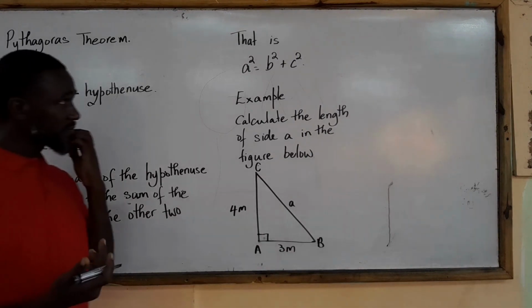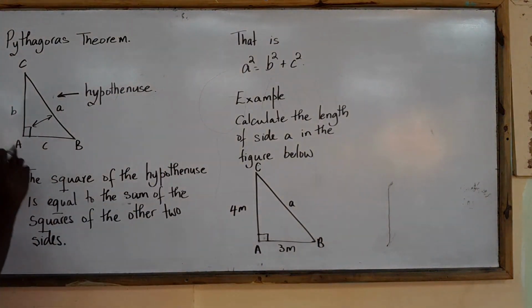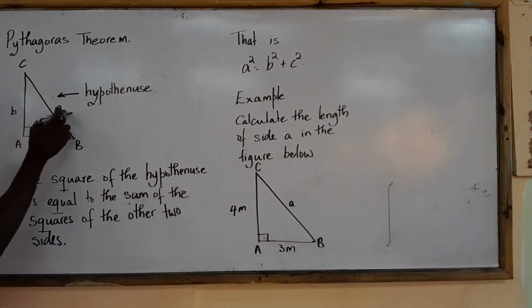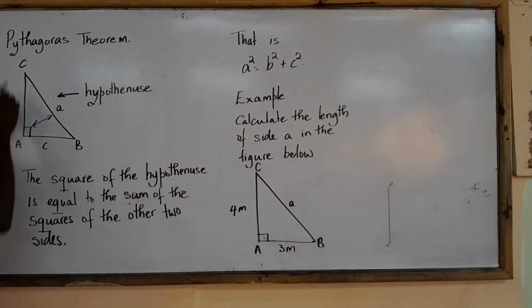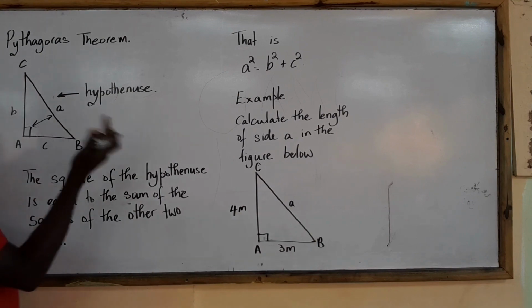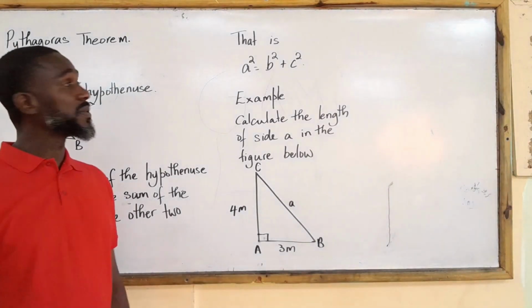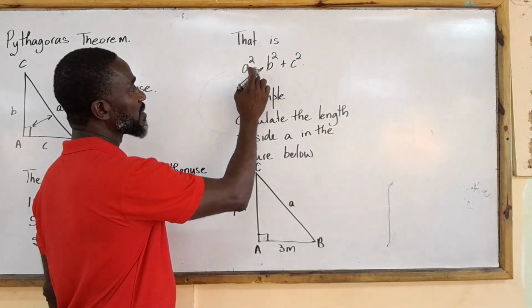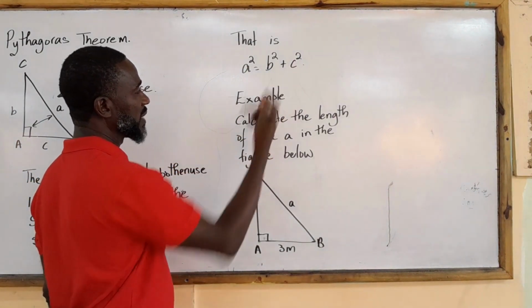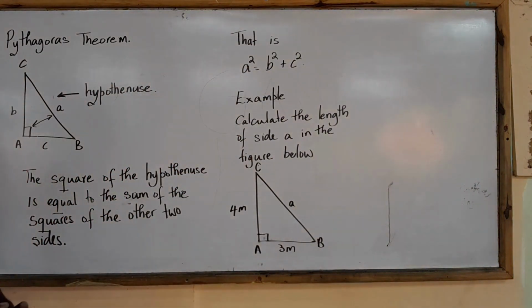If we have angle A, side A, angle B, side B, angle C, side C, then what Pythagoras is simply saying is that A squared is equal to B squared plus C squared.